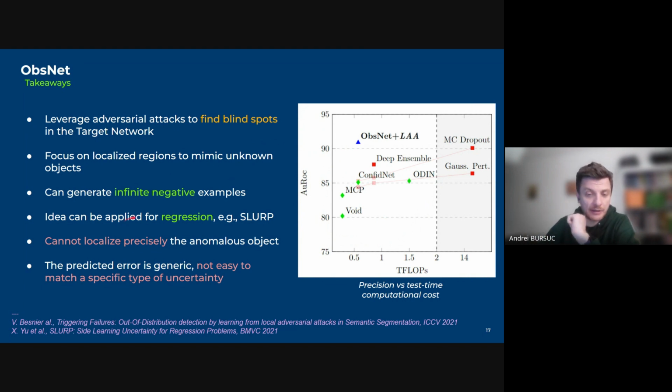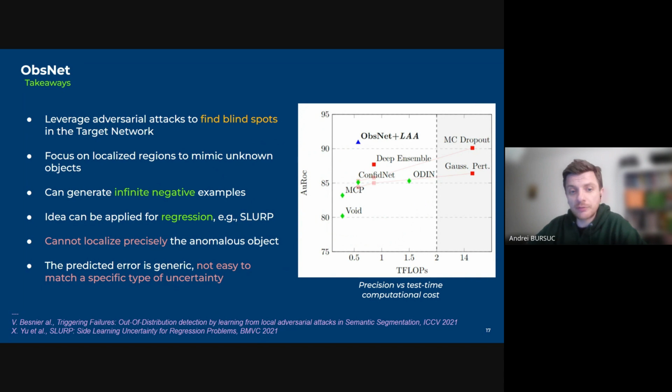So this idea of using a confidence estimator network, an observer network, has been subsequently applied also for regression, which is good news: these types of methods can also be as generic as ensembles, as they can be tuned for different types of architectures and tasks.